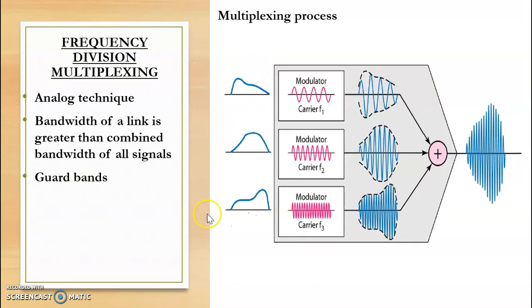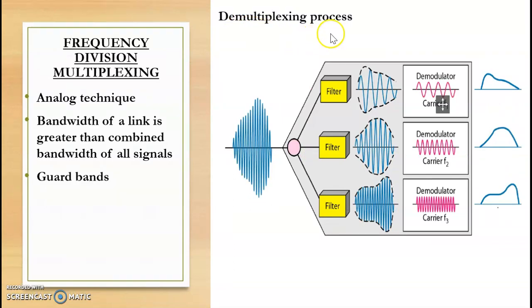So consider these are the analog signals which are to be sent over a link, and inside the multiplexer the carrier frequencies are generated for each signal. So for example, this F1 is the carrier frequency for this signal. Similarly, this F2 is the carrier frequency for this signal, and F3 is the carrier frequency for this signal. So these carrier signals will be changed to get the modulated signals. These are the modulated signals. Finally, all these modulated signals will be added up to get the resultant signal. This signal will then be sent over the link.